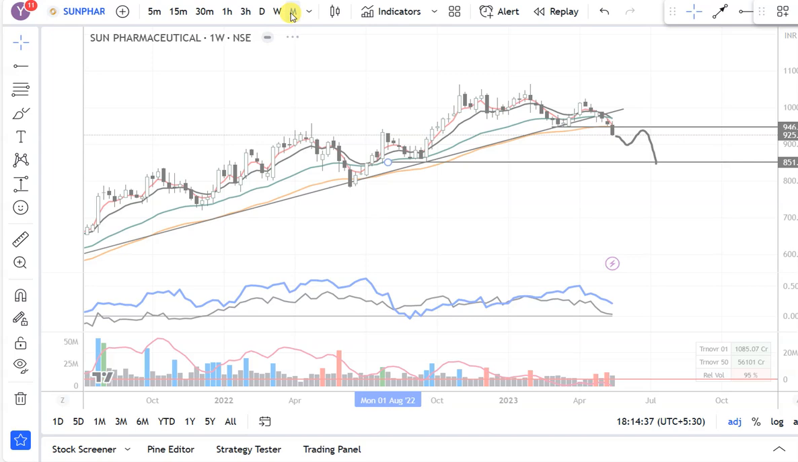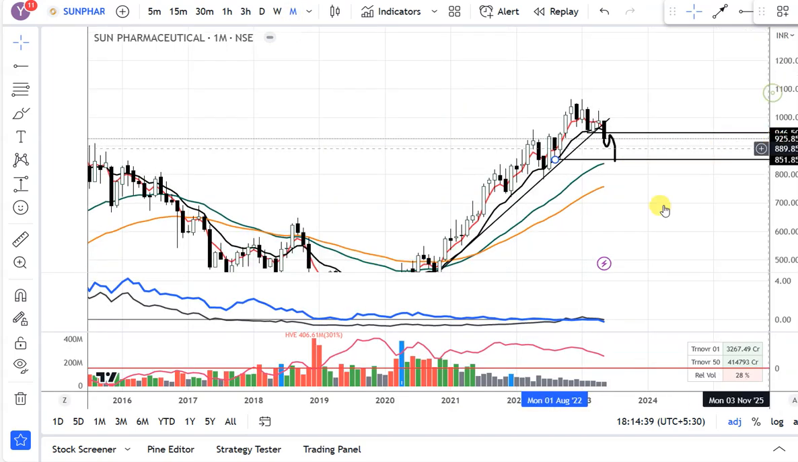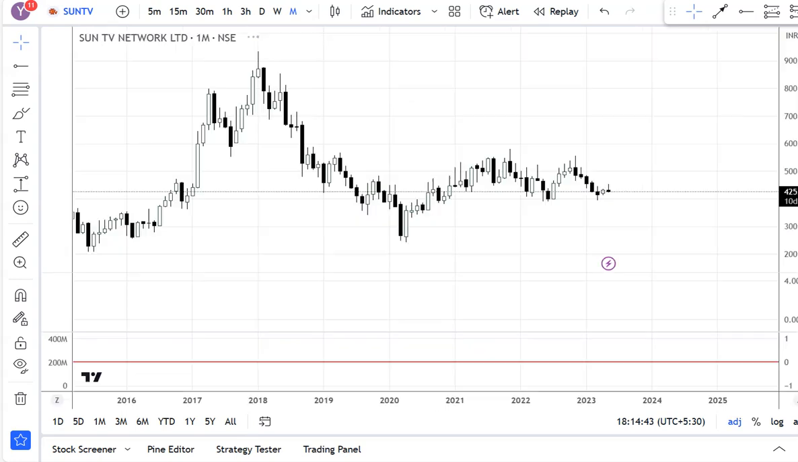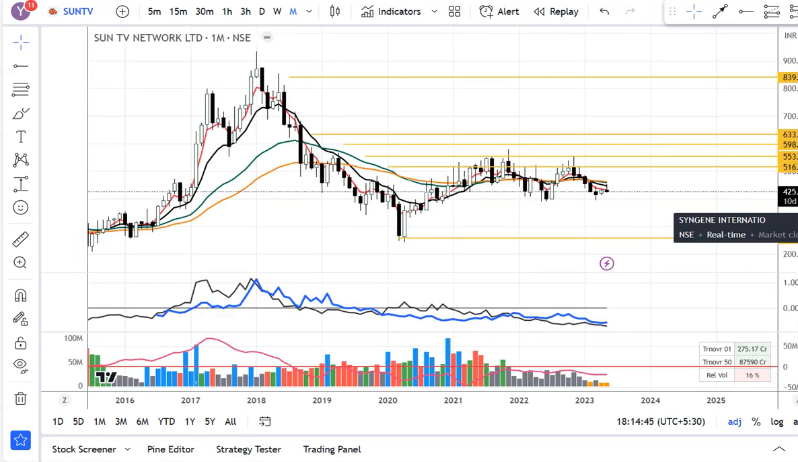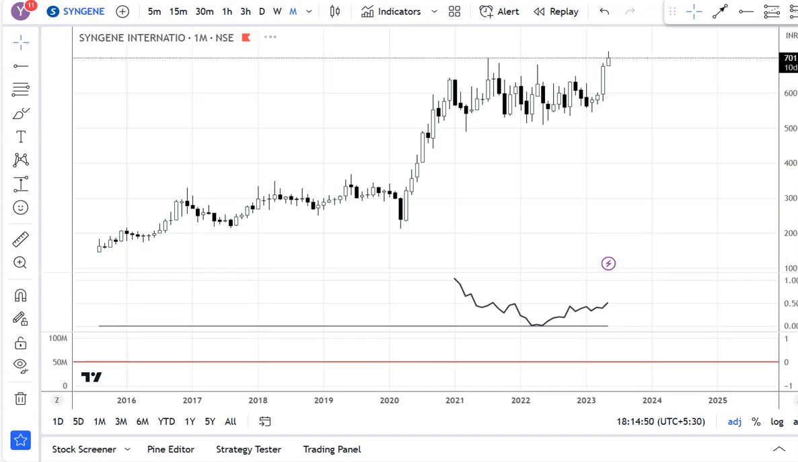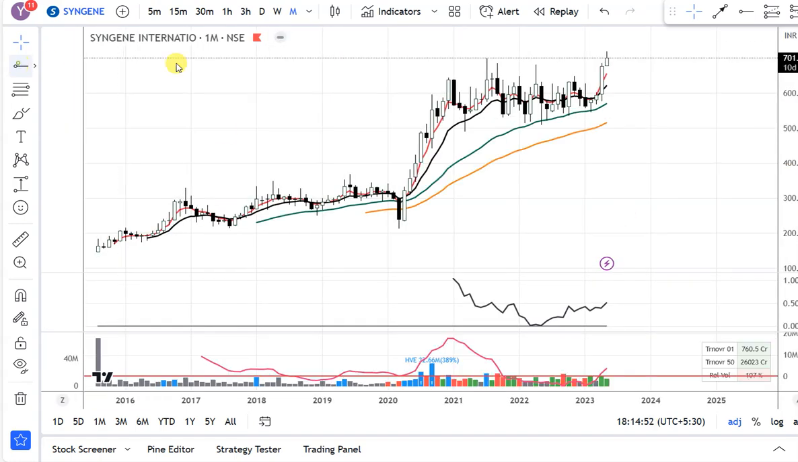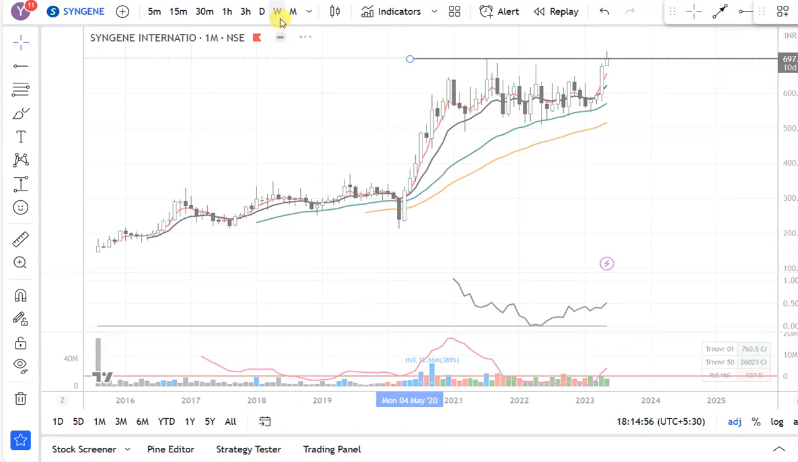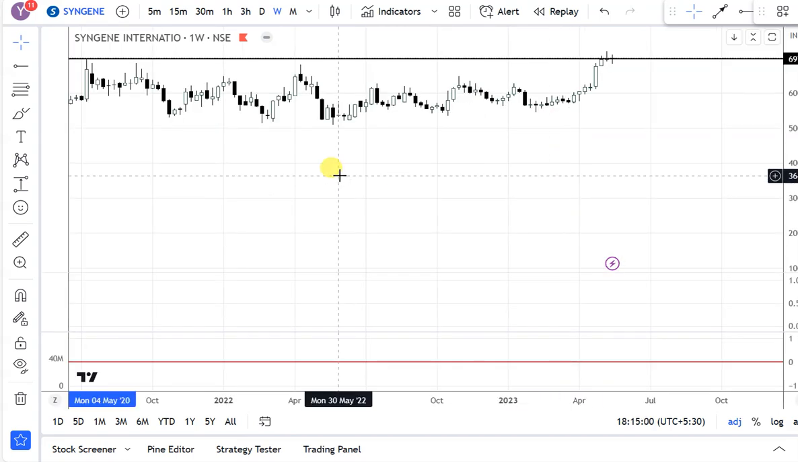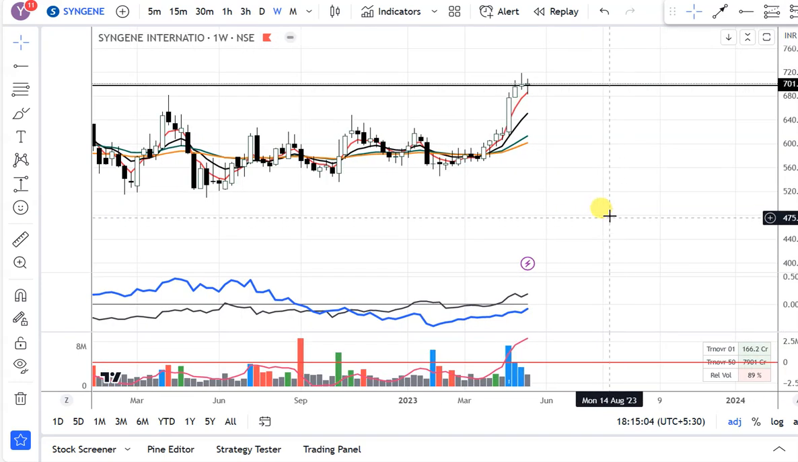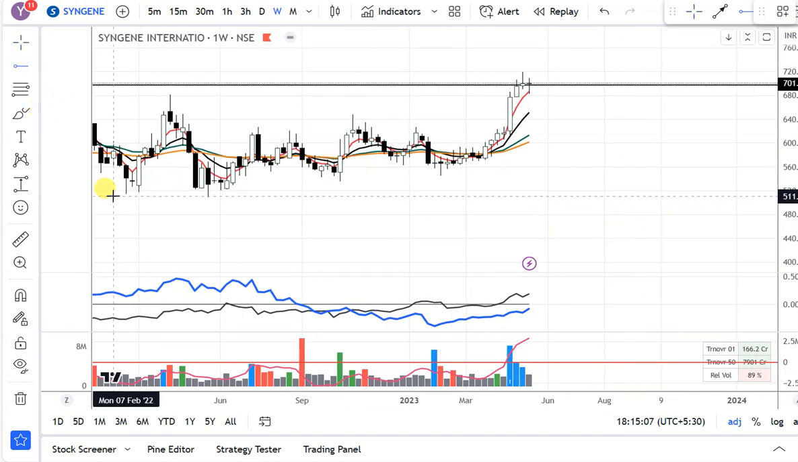Syngene, okay, now Syngene. Is there a clear breakout that is happening? Okay, Syngene. So write it down, guys. Syngene above 720 looks to be a strength area, and 677 is where the weakness may come.